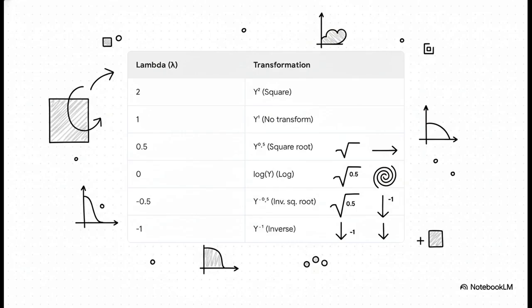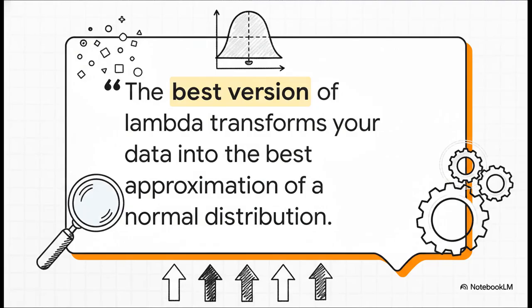And then you've got the special case. A lambda of 0 doesn't mean raised to the power of 0. It means you apply a natural log transformation. So the key takeaway here is that this isn't just about applying some random formula. It's an optimization process. As this quote highlights perfectly, the entire goal is to find that one single best lambda value that reshapes your data into the closest possible version of a normal distribution.